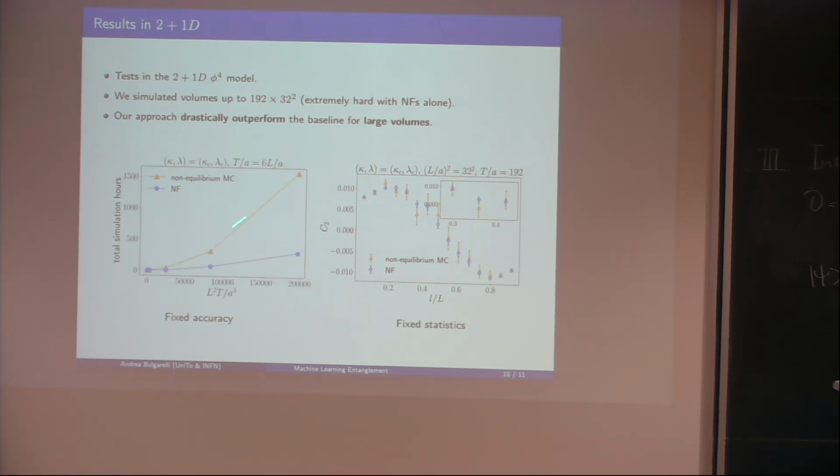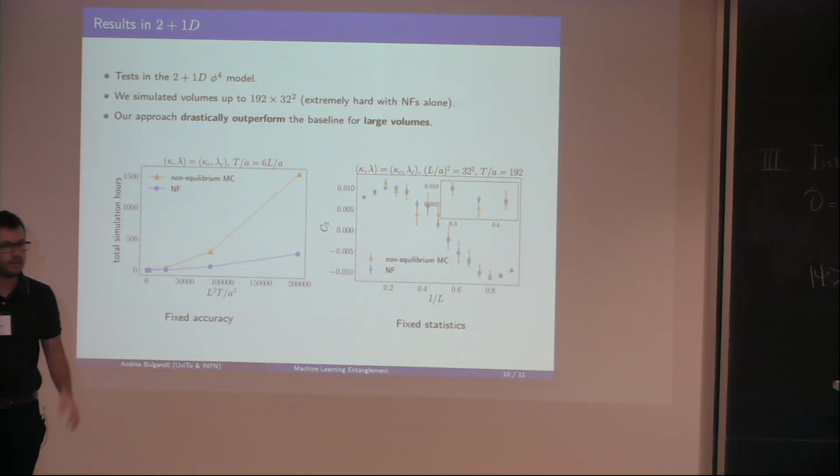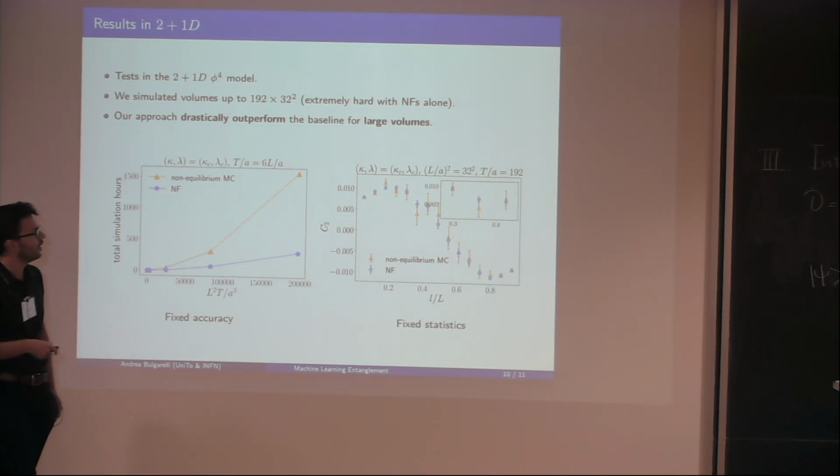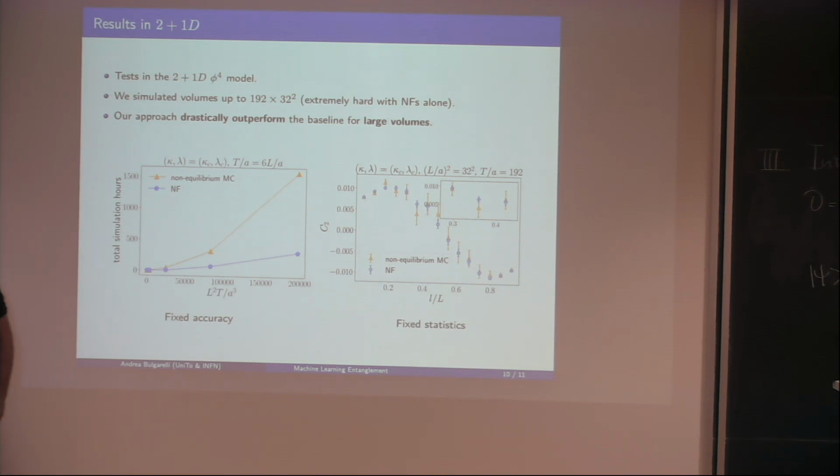Here, the orange curve is the Monte Carlo, it takes some time to reach a given precision. The normalizing flow not only is better, but is progressively better and better for larger volume. That's something that doesn't typically happen with machine learning techniques. We were able to push our simulation to lattices that are very hard to reach with normalizing flows alone. And if you fix the statistics, the normalizing flow result is much more precise.